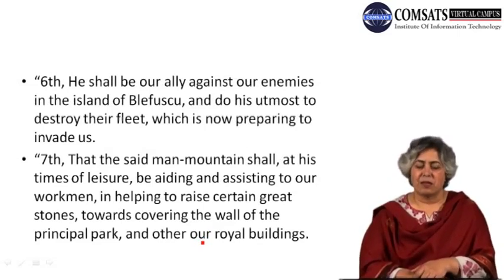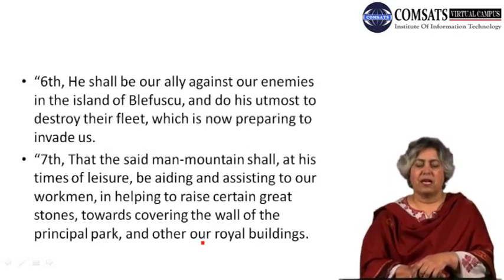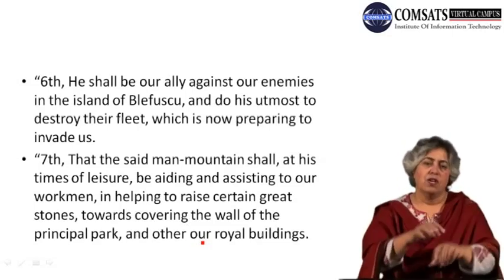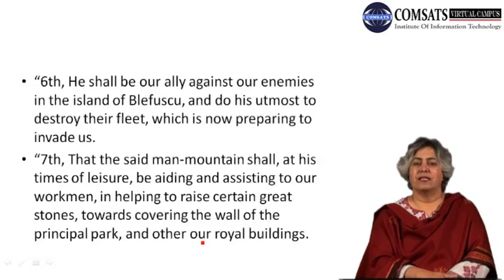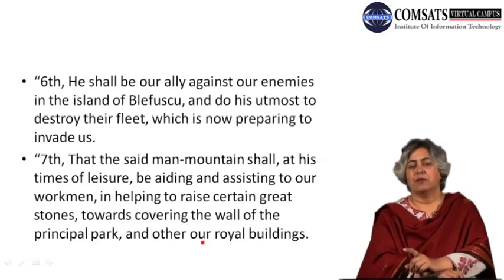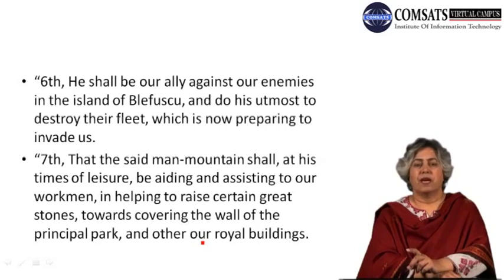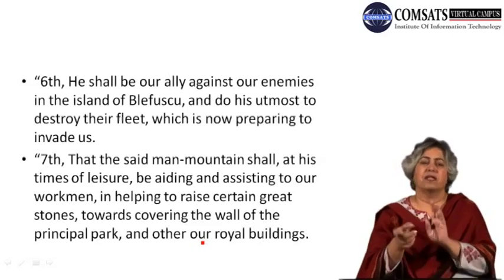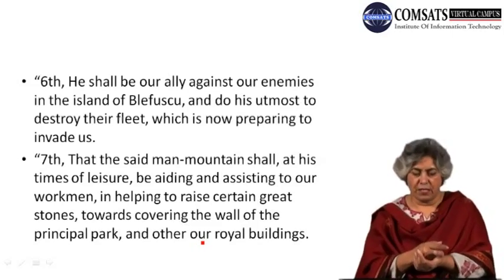The 6th is that he shall be our ally against our enemies in the island of Blefuscu, and do his utmost to destroy their fleet, which is now preparing to invade us. So now he comes to what he actually wants Gulliver to do. There is just one kingdom that Lilliputians are afraid of, and that is Blefuscu. Article 6 says that Gulliver will not only defend them against Blefuscu, but he will also destroy their fleet so that it doesn't harm the Lilliputian fleet.